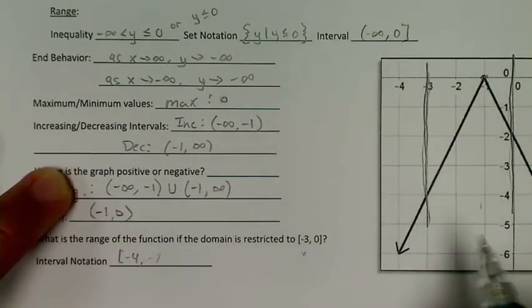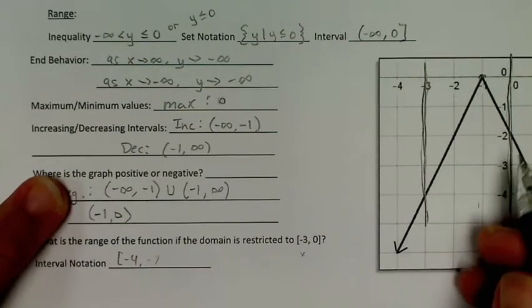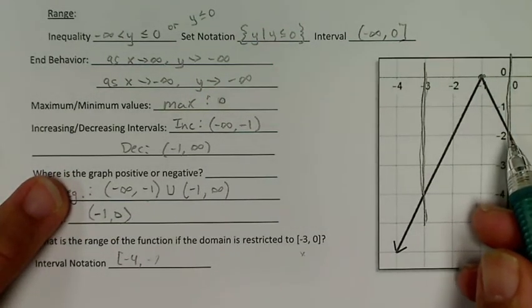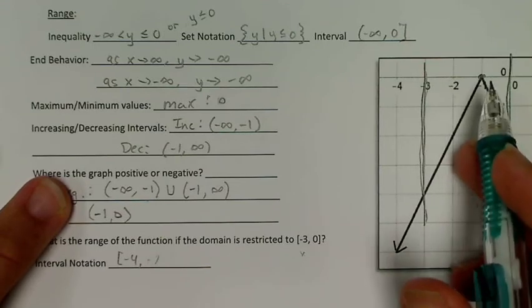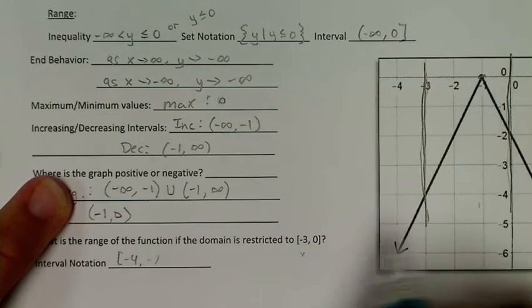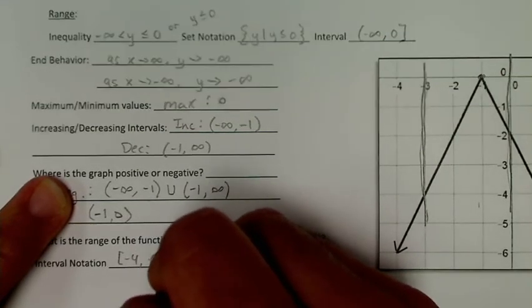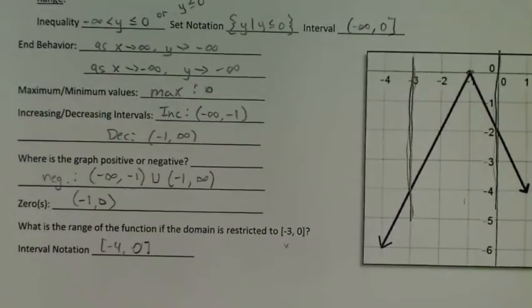Be careful, I almost made the mistake here. We don't always look at the endpoints, do we, when we look at the range? So even though it starts here, that's not the highest y value. The highest y value is actually up here at 0. So the range would be [-4, 0].